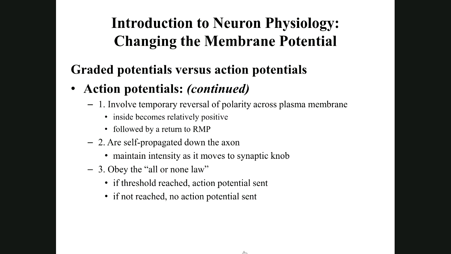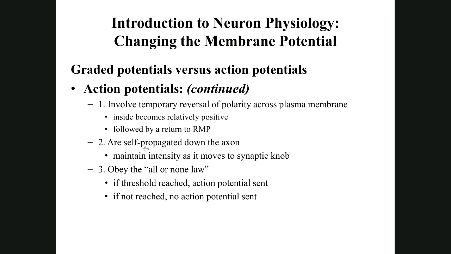So, here is our action potential. Here's a couple of little notes about an action potential. It's a reversal of polarity. So, polarity is charges. So, we're going to change it, and it's going to become more positive, right? It is self-propagated. So we're going to pass it down the axon. It's naturally passed down the axon, self-propagated. We don't have to do anything to make it happen. It's just going to happen.